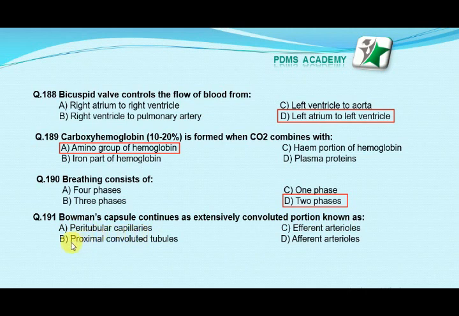Our next MCQ is: Bowman's capsule continues as an extensively convoluted portion known as option A, peritubular capillaries, option B, proximal convoluted tubule, option C, afferent arteriole, option D, efferent arteriole. Our correct answer is B. Proximal convoluted tubule is the extensively convoluted portion after the Bowman's capsule.